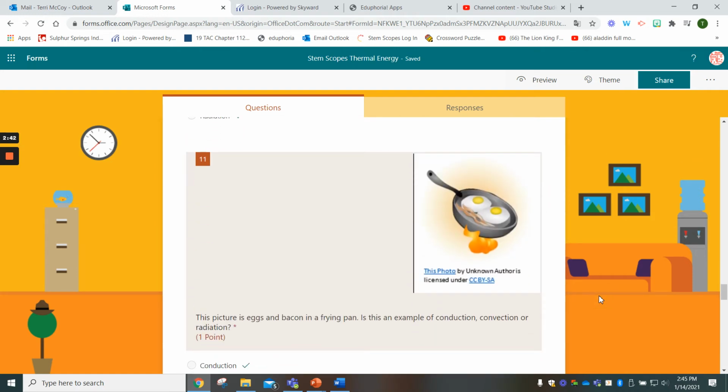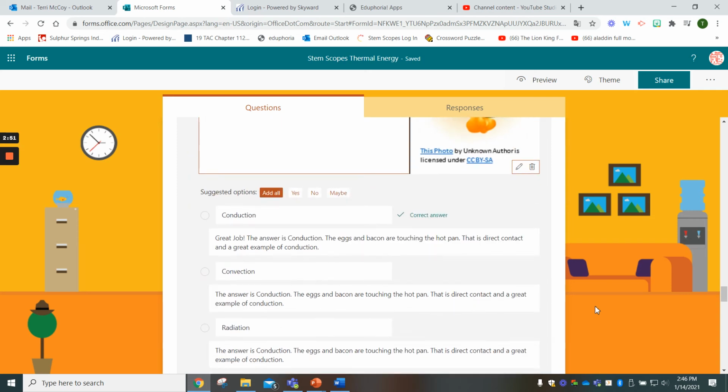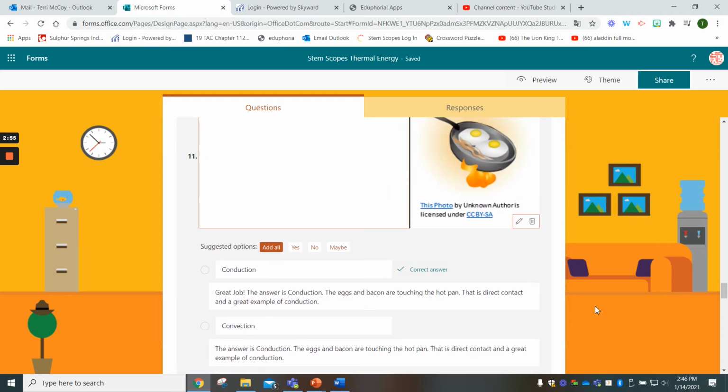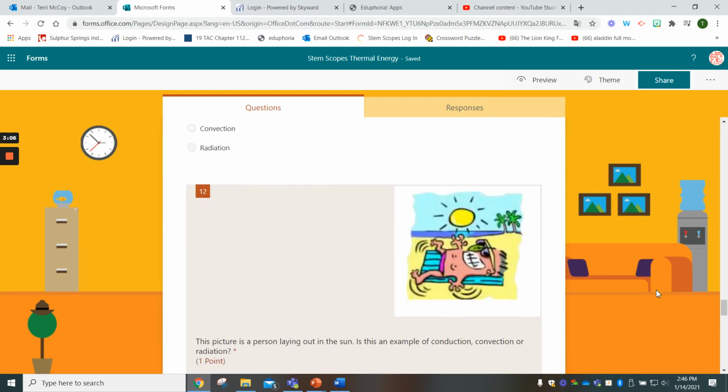Here we have a picture with eggs and bacon frying in a frying pan. Now, which is this an example of? Conduction, convection, or radiation? This one is conduction. The answer is conduction because the eggs and bacon are directly touching the hot pan. That's why that food is being cooked, because it's in direct contact there. Direct contact, it's a great example of conduction.